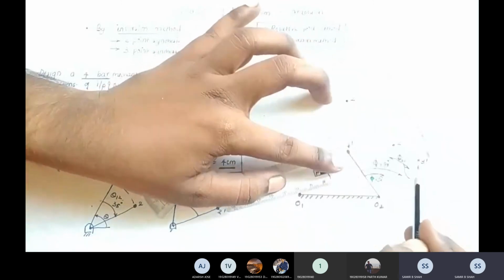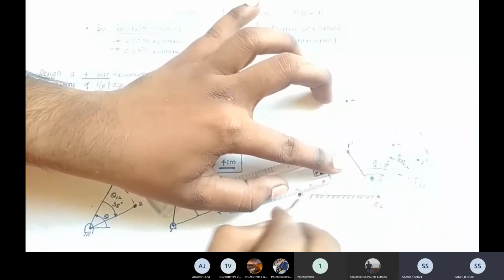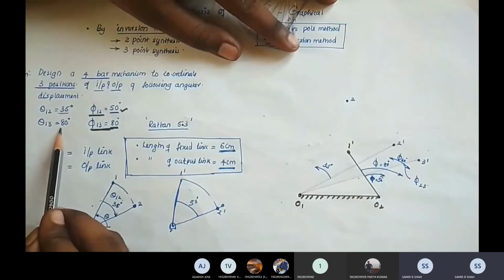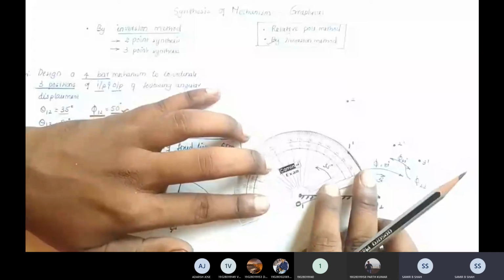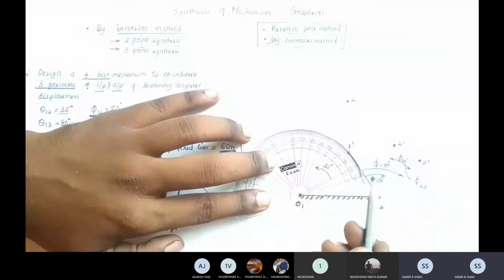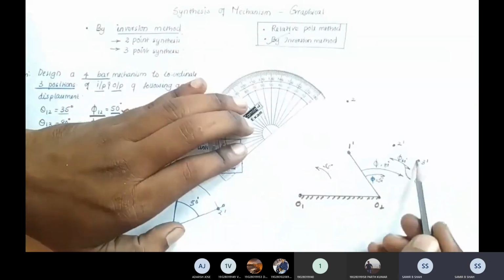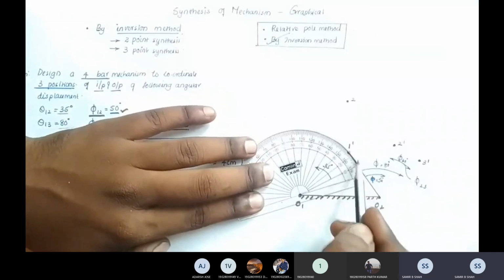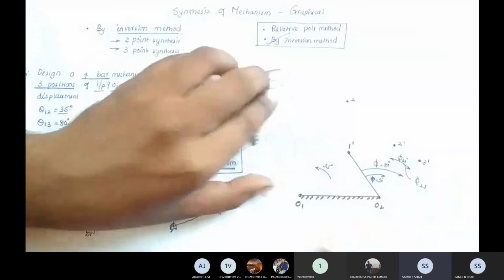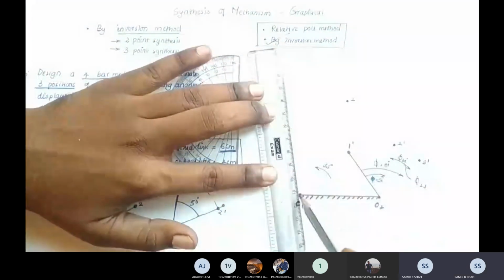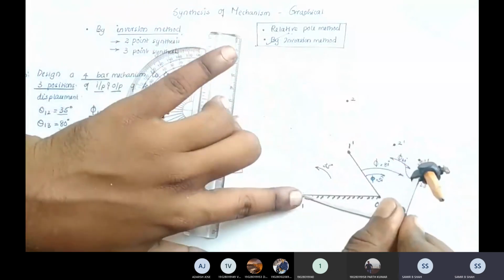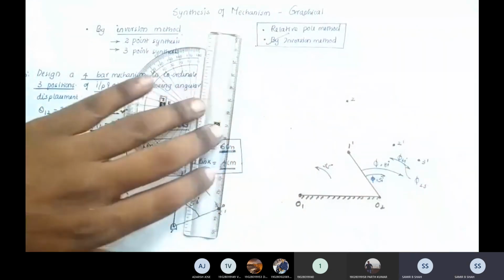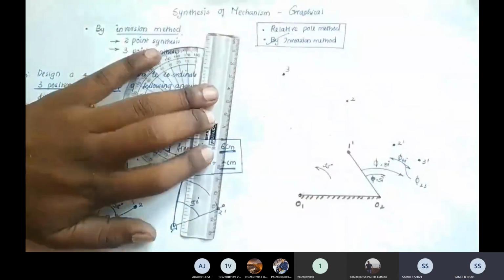Similarly, I am going to draw the third line for the third position. I'm just joining 1 and 3. If the output link is moving to the 80 degree position, the input link should also displace 80 degree. I get that from the question. So I'm taking 80 degree from this joined line, turning this entire line 80 degree in anti-clockwise manner. Now I'm going to draw a line through this point. Now the third point comes here. Now this is our third position.